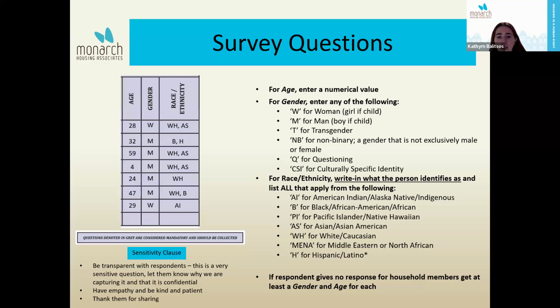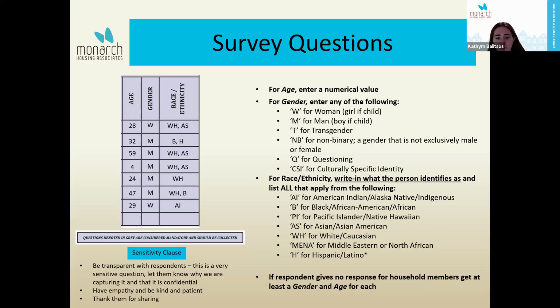For race and ethnicity, write in what the person identifies as, and then this is the list for it. AI is American Indian, Alaska Native, Indigenous. B is for Black or African American. PI, Pacific Islander. AS for Asian, Asian American. WH for White or Caucasian. MENA for Middle Eastern, North African, and H for Hispanic or Latino.